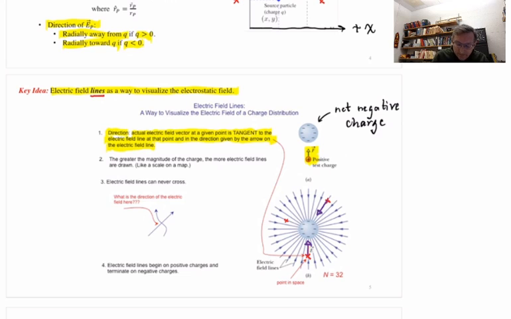Here's another thing to know. The greater the magnitude of the charge, the more electric field lines are drawn. It's kind of like a scale on a map. I didn't make this electric field line drawing, but I did count, and there are 32 electric field lines that are drawn pointing inward. Somebody just chose that, like a scale on a map is chosen arbitrarily, right?